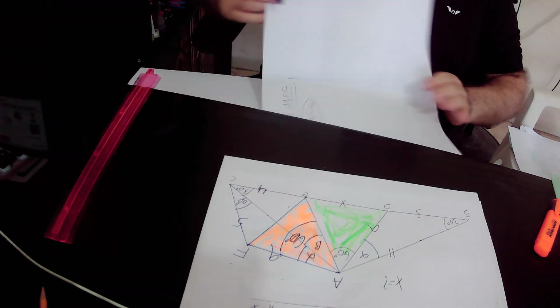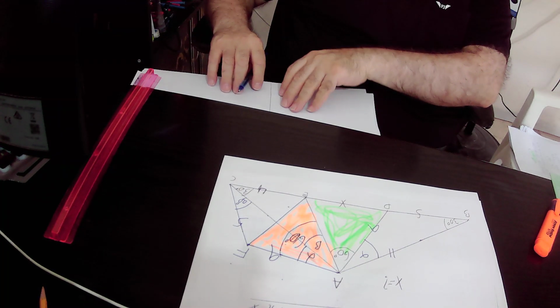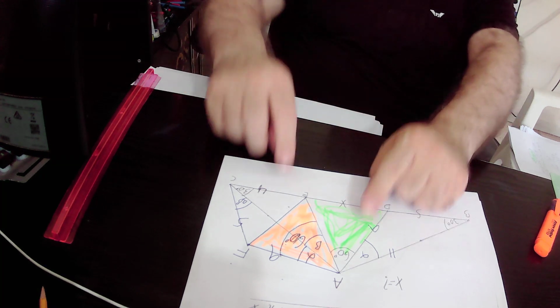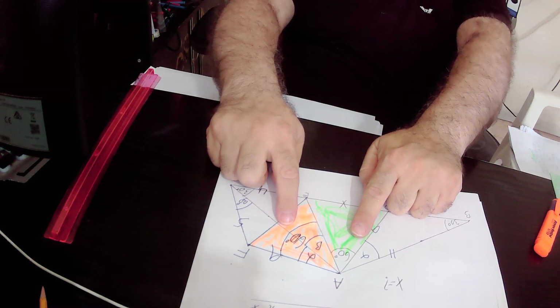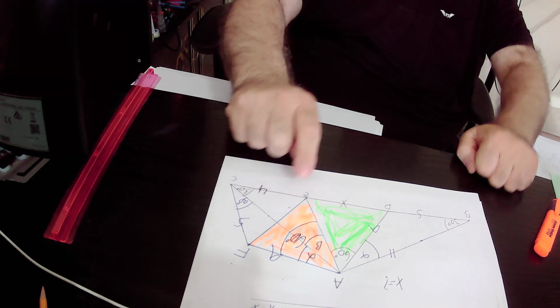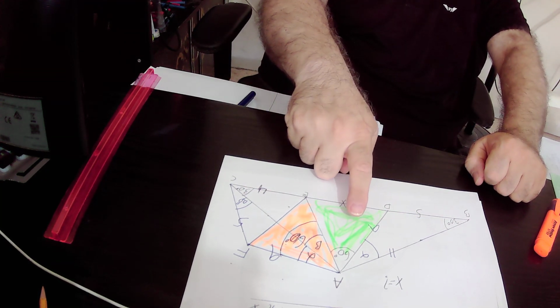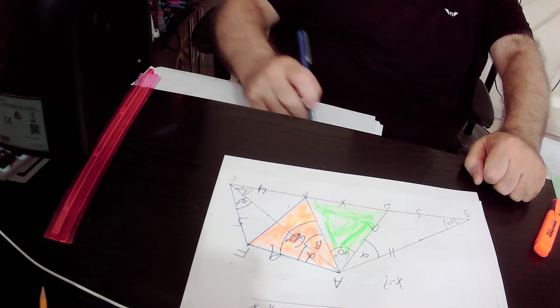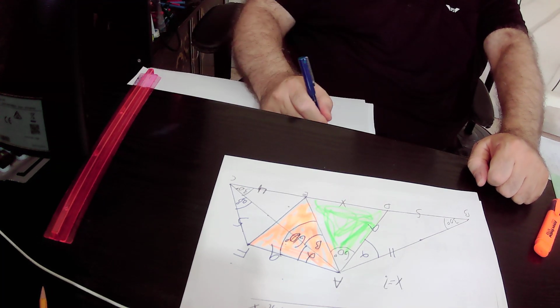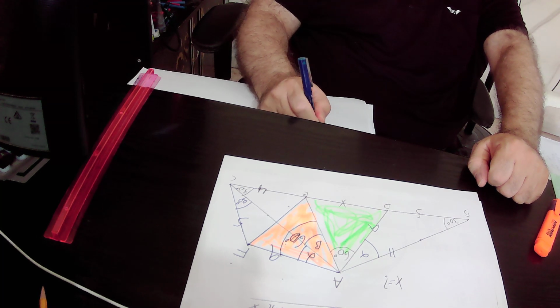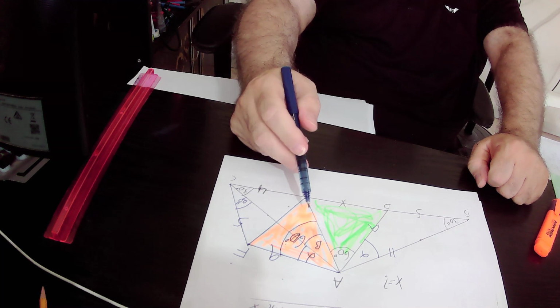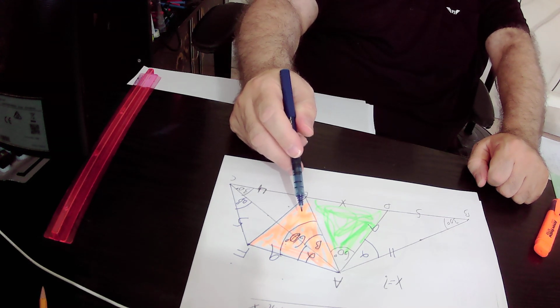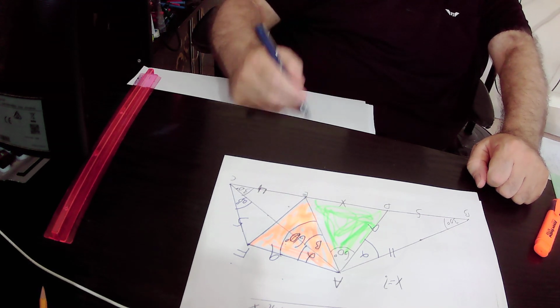In addition, those two angles are both equal to 60 degrees, therefore they are equal to each other. So this angle, that is actually angle DAE in the green triangle, is equal to this angle, that is actually angle EAF in the orange triangle.